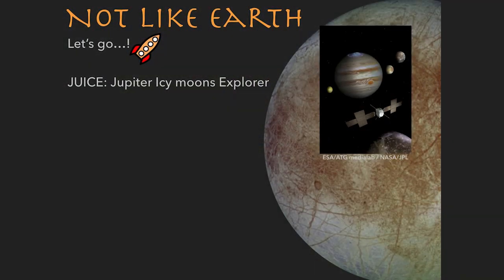So how do we find out? Well, Europa's in our solar system, so let's go. And there's two future missions that are going to be exploring this. The first is JUICE, Jupiter Icy Moon Explorer mission. This is a mission led by the European Space Agency, but it has a strong association with Japan's JAXA as well. And JUICE will launch in 2022 and arrive in 2030, and it's going to be exploring a number of the moons, principally Ganymede, but also Europa.